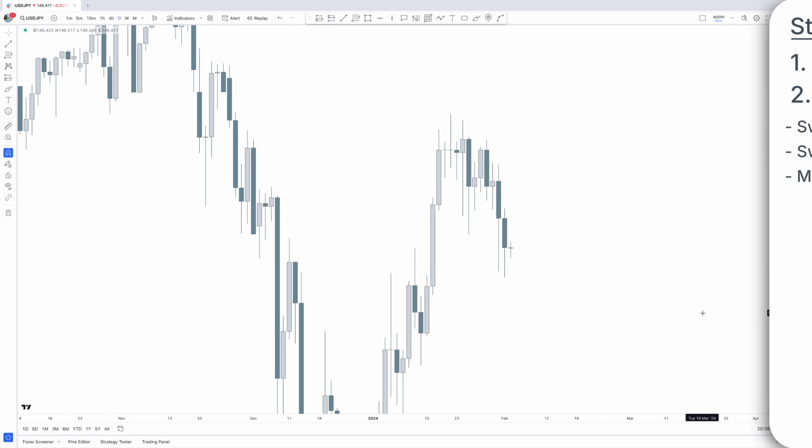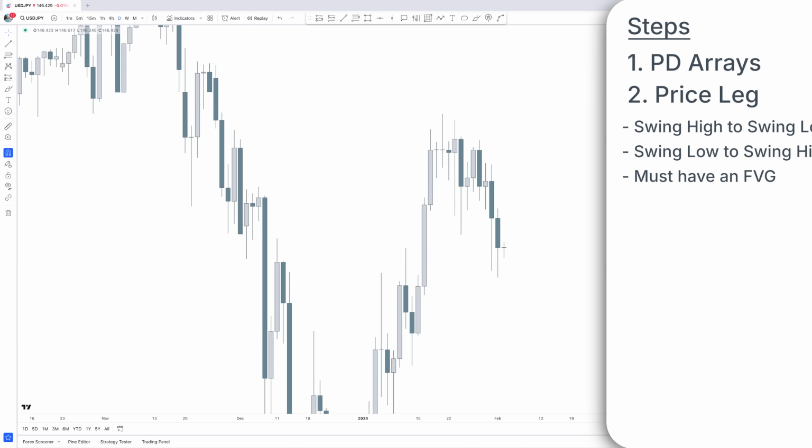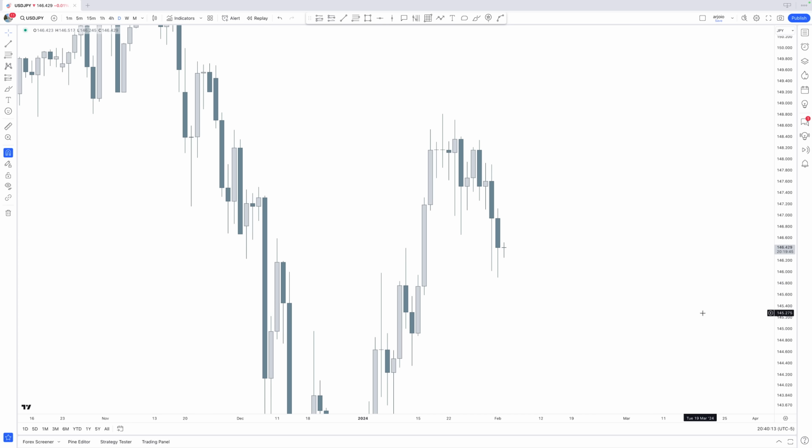Then the next thing to understand is a price lag. And a price lag is from a swing high to a swing low, and from a swing low to a swing high. In that price lag, you need to have a fair value gap. Otherwise, there are no valid PDRAs and there's no valid price lag.